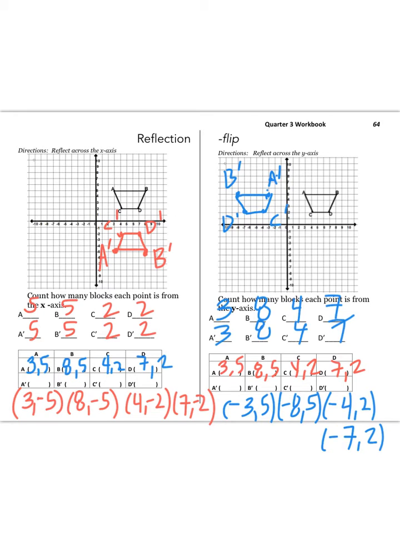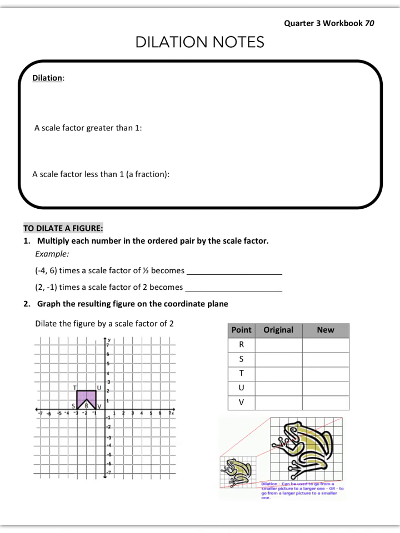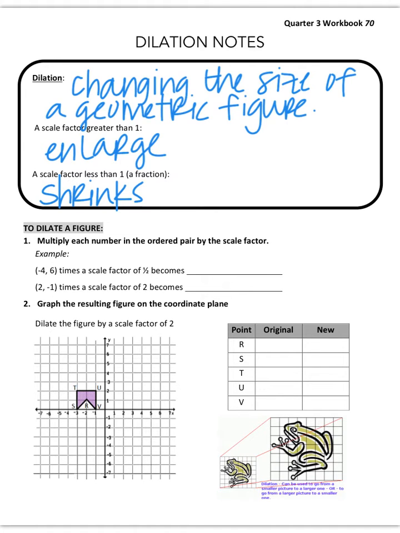Now let's look at dilations. So turn to page 70 in your yellow book. Those of you that have been to the eye doctor before, you know if you get your eyes dilated, that changes the size of your pupil. So dilation is changing the size of a geometric figure.